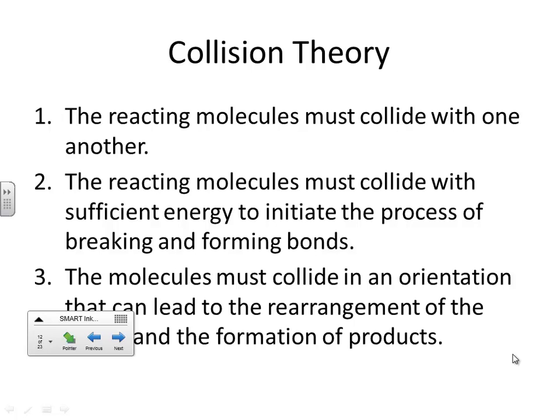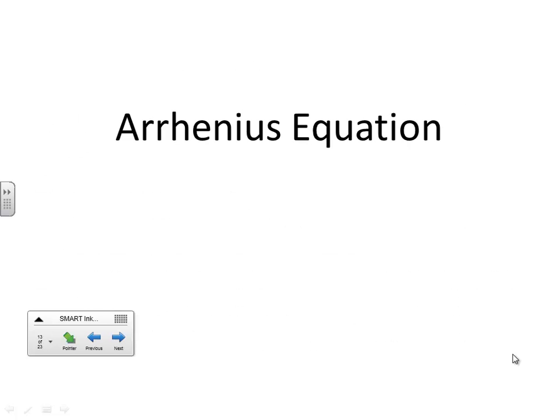And if you have a lower rate, you're going to have a smaller rate constant that applies to that set of reactants at that temperature. The equation that connects these is called the Arrhenius equation. And it looks like this here at the top.